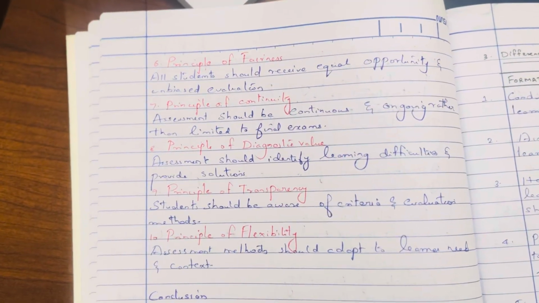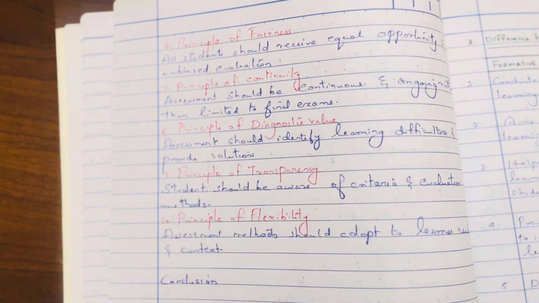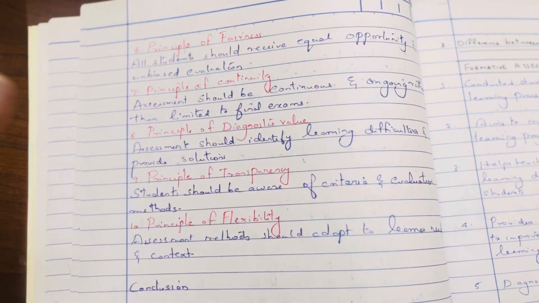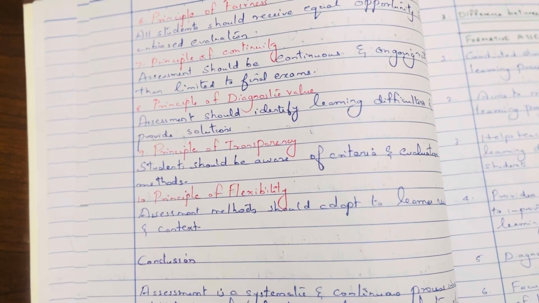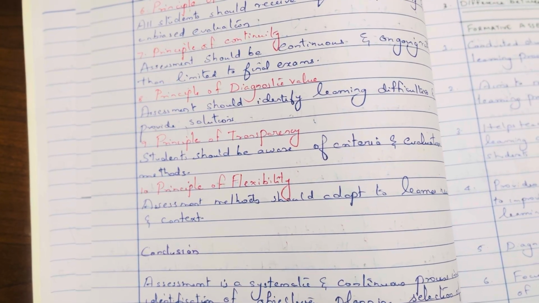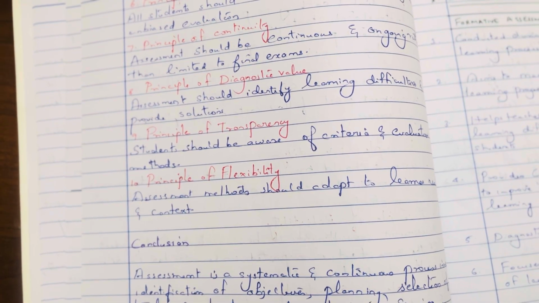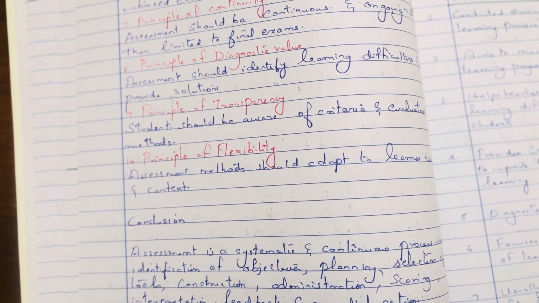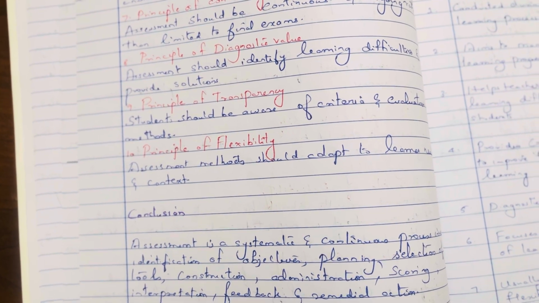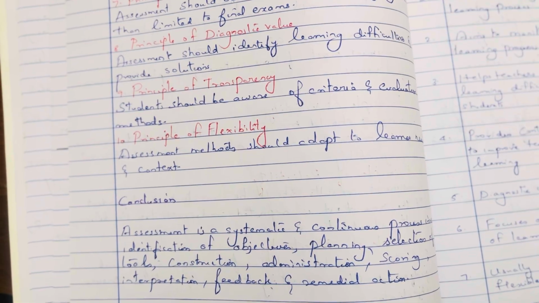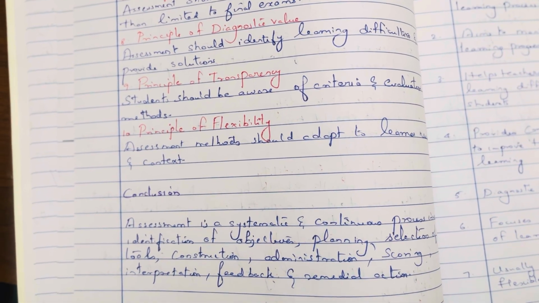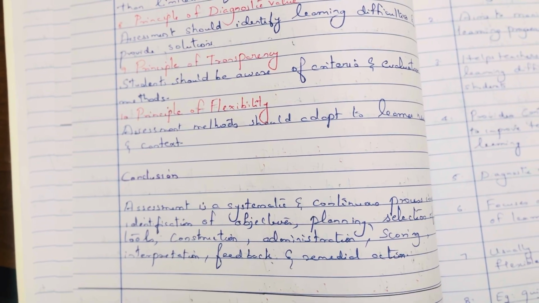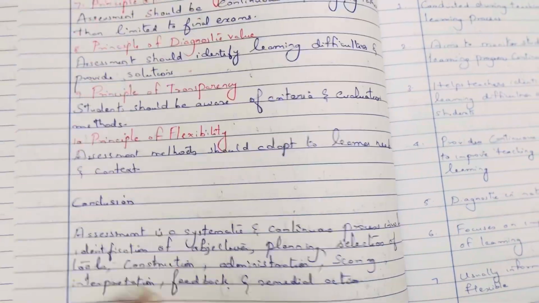Principle of fairness. All students should receive equal opportunity and unbiased evaluation. Principle of continuity. Assessment should be continuous and ongoing, not limited to final exams. Principle of diagnostic value. Assessment should identify learning difficulties and provide solutions. Principle of transparency. Students should be aware of criteria and evaluation methods. Principle of flexibility. Assessment methods should adapt to learner needs and context.